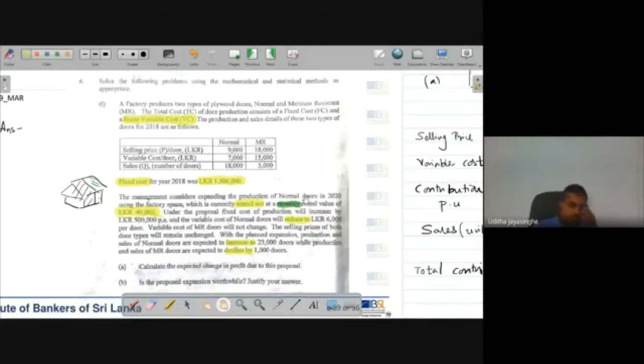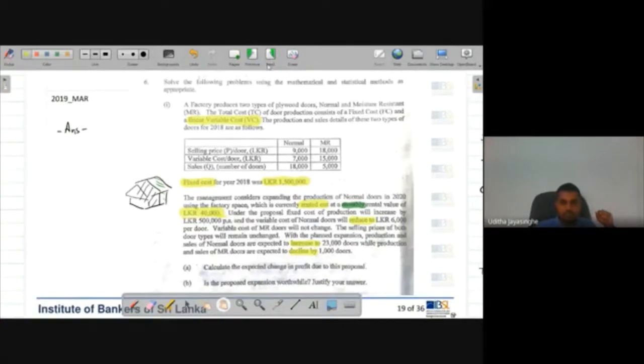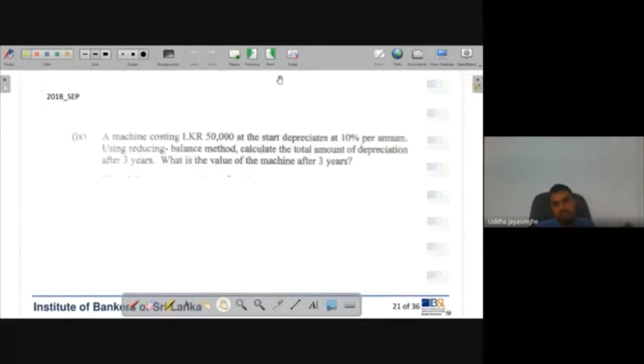Good. Let's move on to try a couple of more different styles of questions and quickly jump into our discussion on net present value and time value of money. Okay, I'm going to move to the 2018 September question paper. It's a depreciation calculation, I believe. Yes. Part number 9 of your compulsory question.